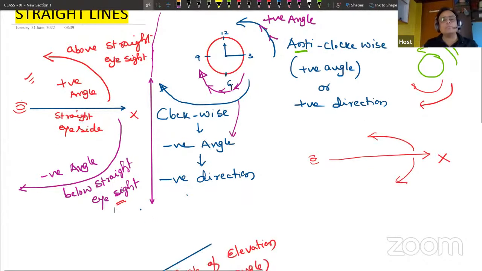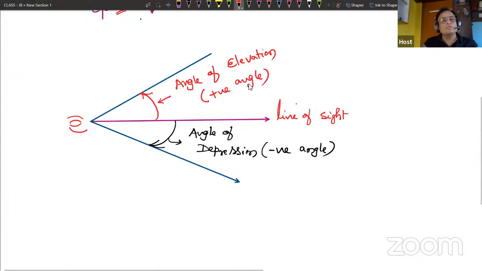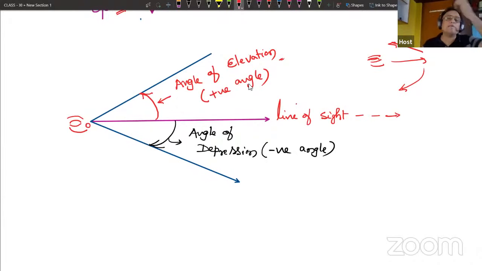So in this case, the measurement of angle is also said to be like this. Once again, here is the straight eyesight, the line of sight. The angle above the line of sight is called a positive angle. We can call this the angle of elevation. And the angle measured below the straight line of sight is called the angle of depression. Eyesight above is a positive angle, and eyesight below is a negative angle. Up means angle of elevation, and down means angle of depression.